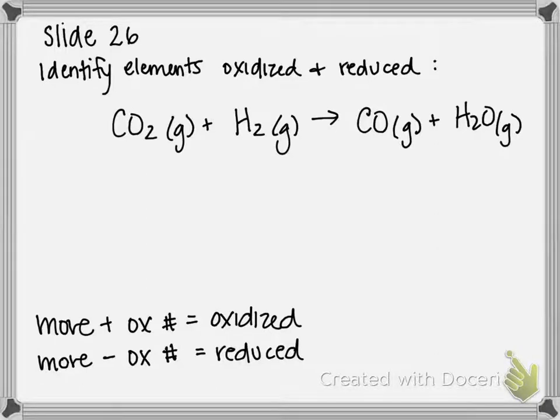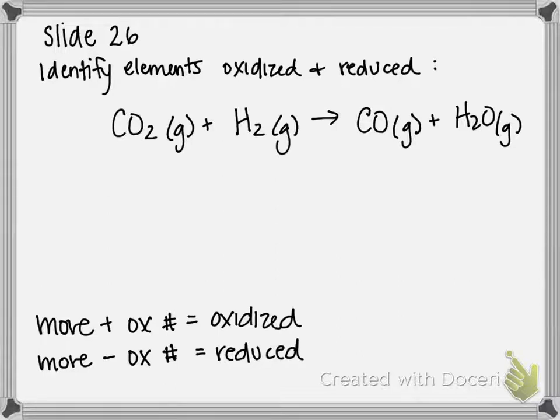This is the example on slide 26 of our chapter 15 PowerPoint, and this question is asking us to identify the element that's oxidized and the element that is reduced in the equation written. So the easiest way to do this is by identifying oxidation numbers, which we just learned how to do, and basically figure out what changes are between the reactant oxidation numbers and the product oxidation numbers.